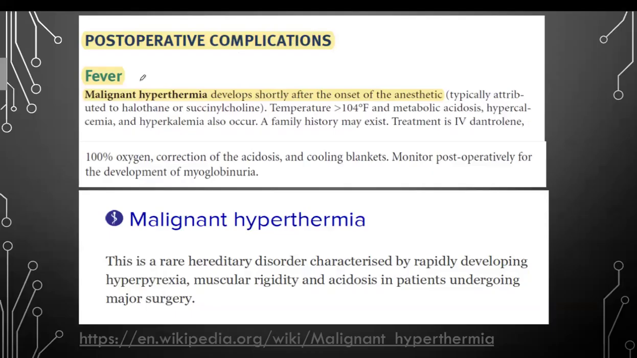Okay, the next thing is post-operative complications, very important for the exam. Many times the exam will give you a patient who has had recent surgery, and they will give you a complication and ask you what the common cause of it is or what the treatment of it is.